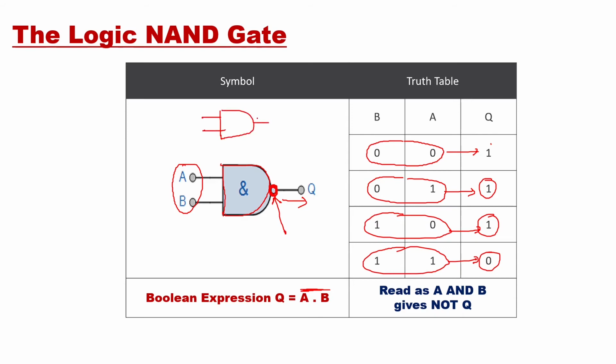This was your AND gate. Now you are representing a bubble here. That means the output of the AND gate will be inverted. So if you have this type of relationship, it is called a NAND gate. So it is the logic NAND gate.